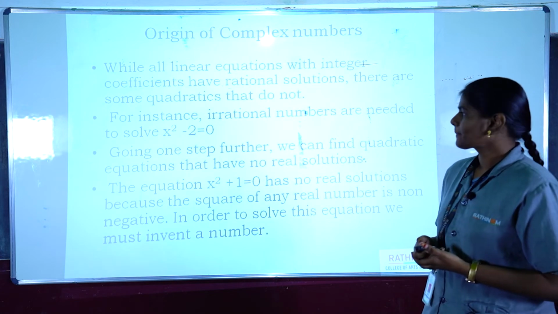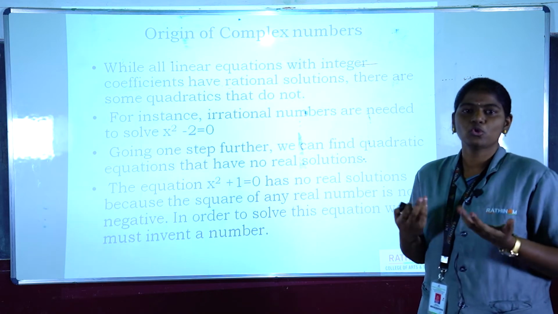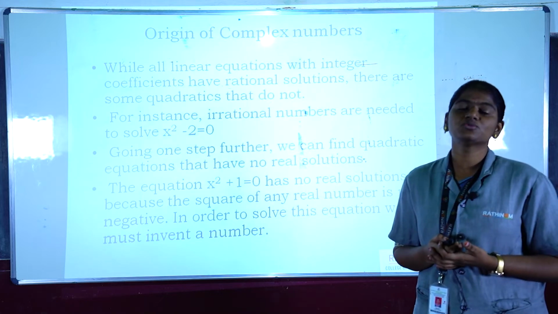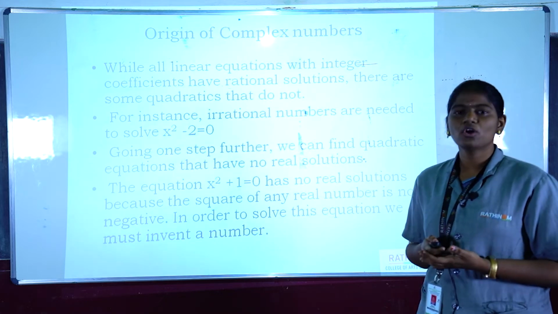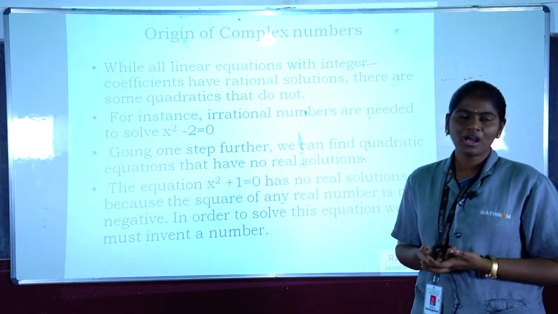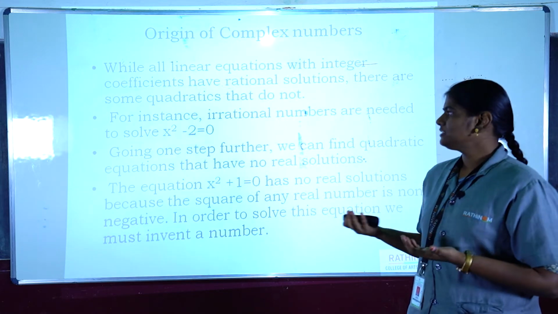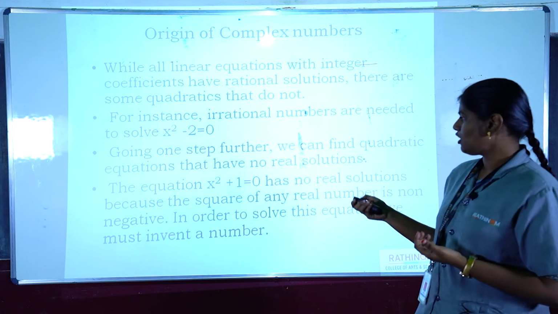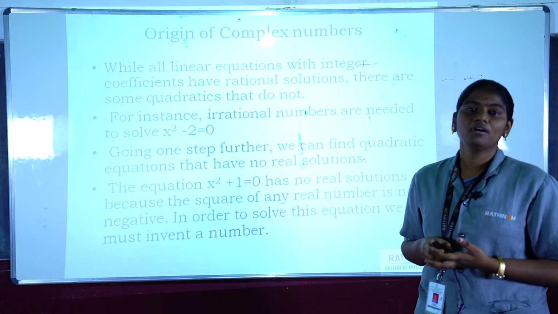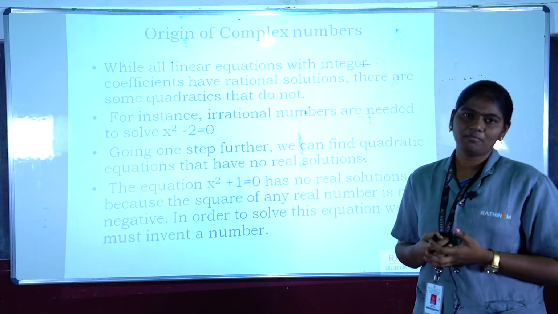Next one. Suppose you don't have irrational numbers, but you have to solve the equation x square minus 2 is equal to 0. If you want to solve this, you have x square is equal to 2, which means that x is equal to square root of 2. At that time, you need an irrational number. Likewise, when mathematicians were forced to solve the equation x square plus 1 is equal to 0, they needed to invent the complex number.